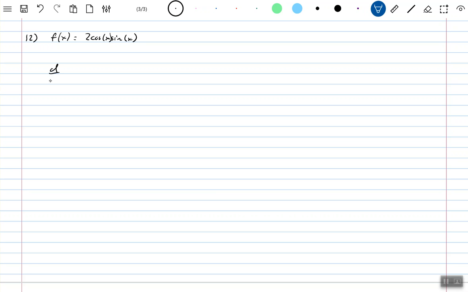Well, the derivative with respect to x of f of x is equal to 2 times, I'm just going to pull the 2 out in front because I don't care about it, 2 times the first times the derivative of the second plus the derivative of the first times the second.